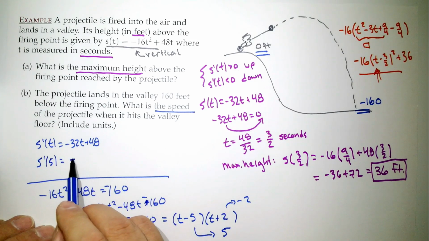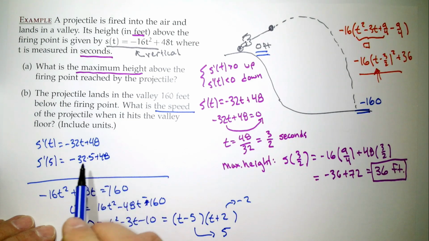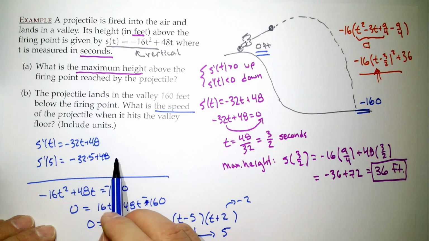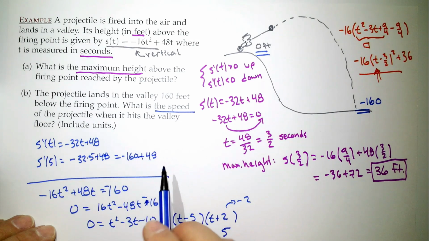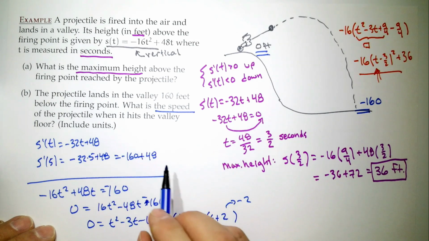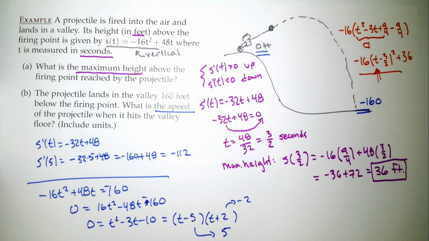All right, that would be negative 32 times 5 plus 48. Well, 32 times 5, that turns out to be negative 160. Just a coincidence, don't read too much into that. Plus 48. Negative 160 plus 48 is, of course, that is correct, negative 112. Good. All right. So, is this our answer?